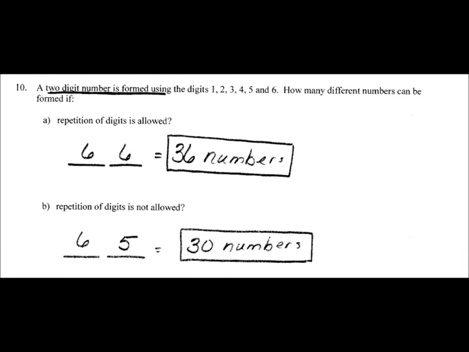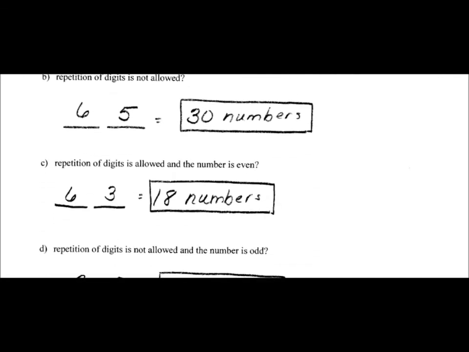Example 10, we have 2-digit numbers being formed using the digits 1 through 6. If repetition is allowed, we have 6 digits possible for the first spot, 6 digits possible for the second spot, a total of 36 numbers. If, on the other hand, the repetition of digits is not allowed, no repeats, we have 6 choices for the first spot, 5 for the second, giving us a total of 30 possible numbers that we could make using those digits.